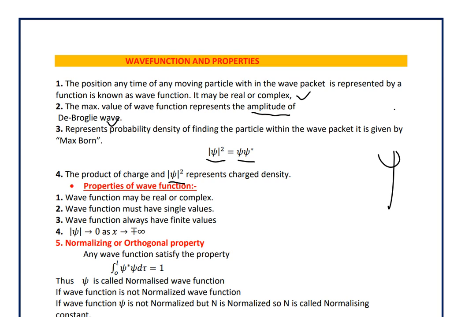These are the definitions of the wave function and its physical significance. Properties: the wave function may be real or complex. The wave function must be single valued. The wave function always has finite values. The wave function tends to 0 if x tends to plus or minus infinity.